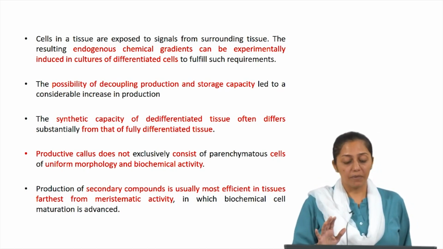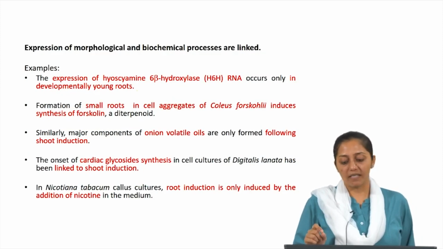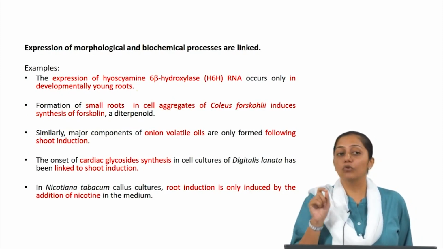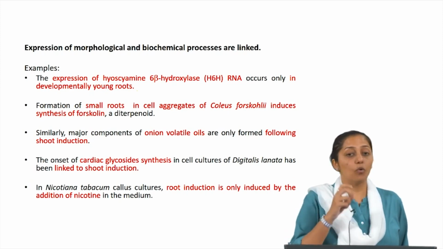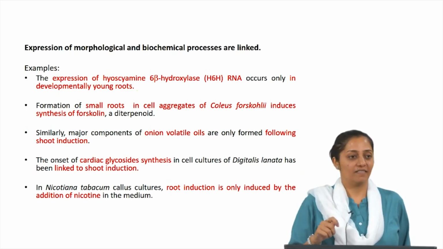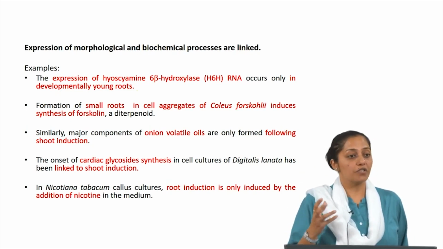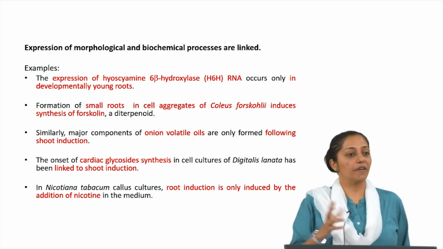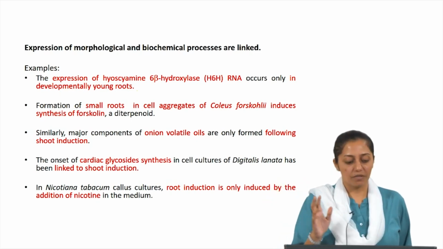Now, some of the examples. Expression of hyoscyamine 6 beta hydroxylase RNA occurs only in developmentally young roots. You will observe that some of the secondary metabolites appear only once the shoot gets up or is induced, or the roots are induced. Till it is in callus or cell suspension phase, the secondary metabolism is not induced. There is no secondary metabolite observed.